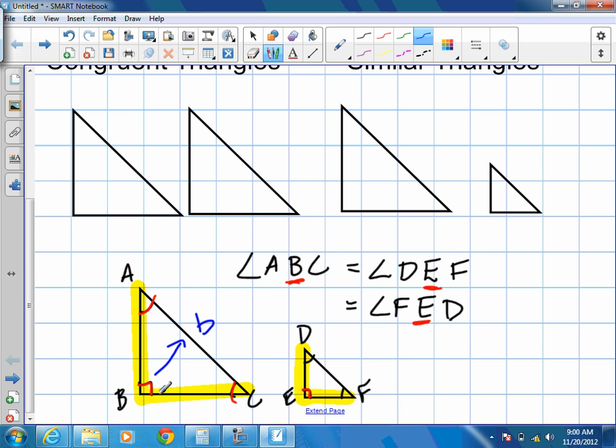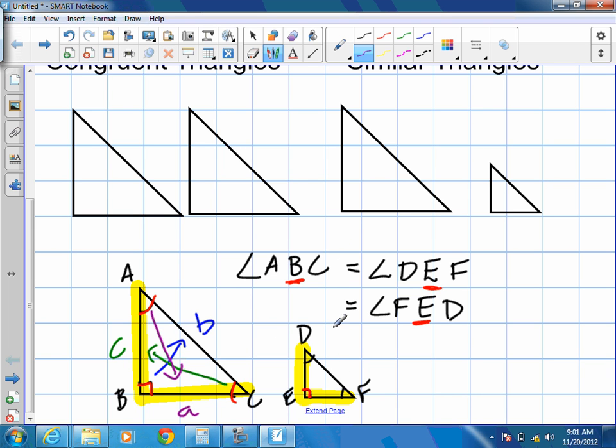Side B is opposite of angle B. Side C will be opposite of angle C. And what does that mean for A? It's going to be opposite, right? Okay. So, with that theory being said, what side of the triangle am I on right here?